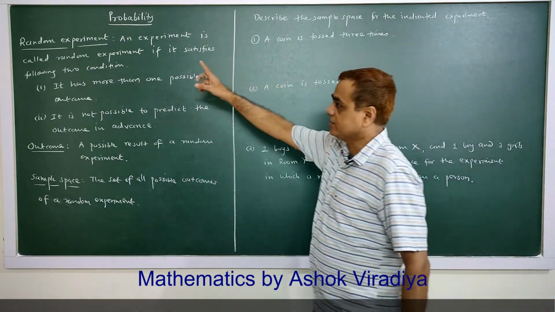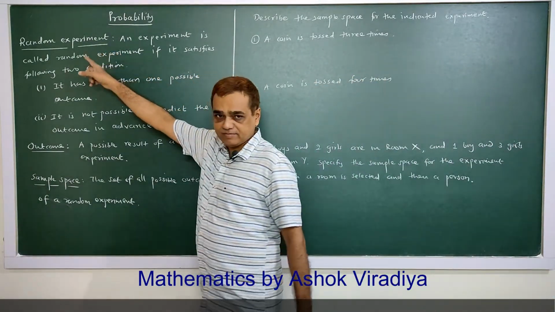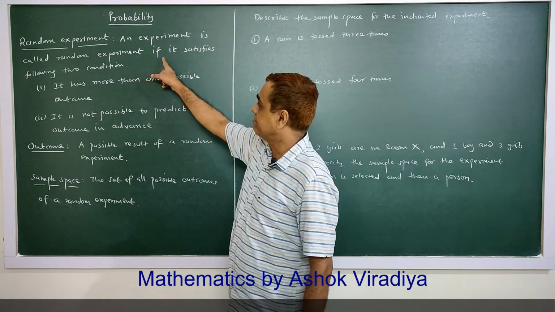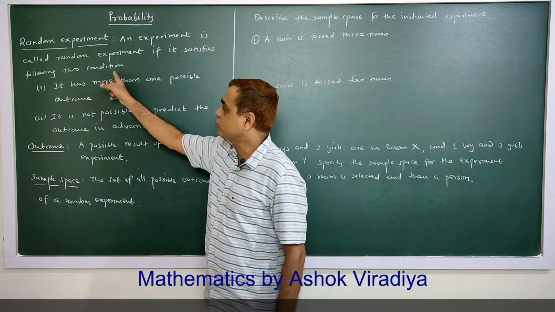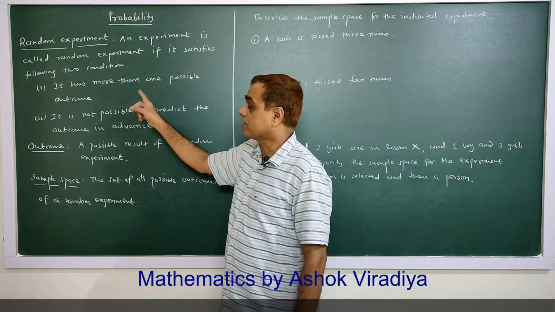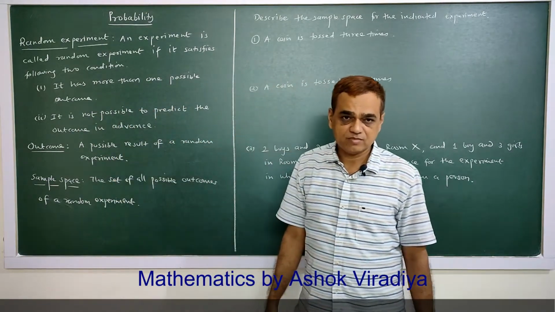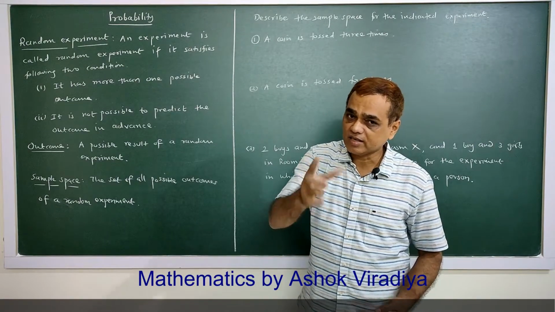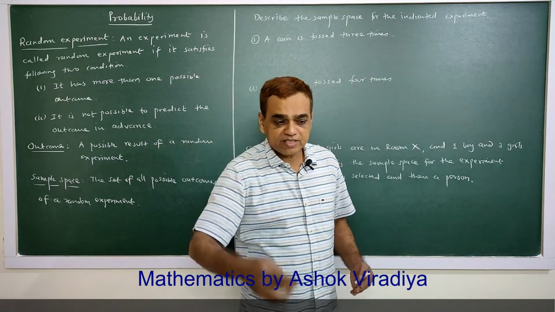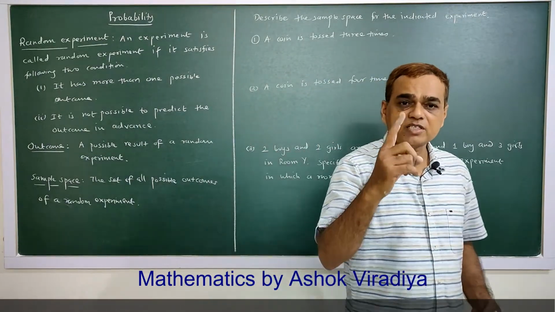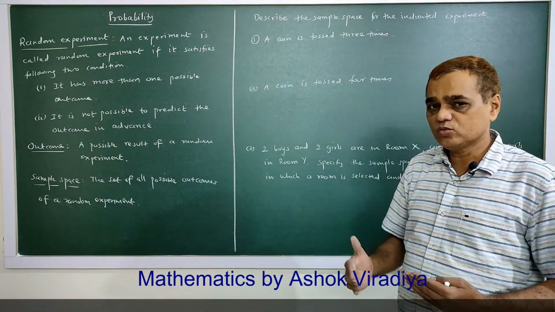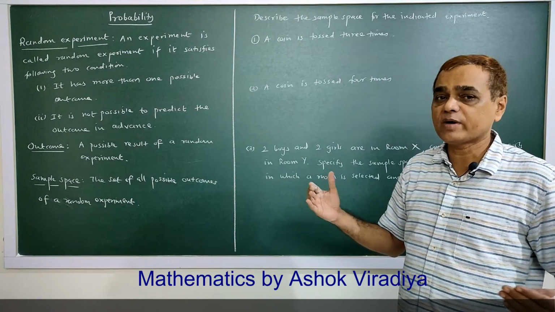So first definition is random experiment. An experiment is called a random experiment if it satisfies the following two conditions. It has more than one possible outcome. When we toss a coin, there are two possible outcomes. If we toss a balanced die, there are six possible outcomes, either one or two or three and so on.